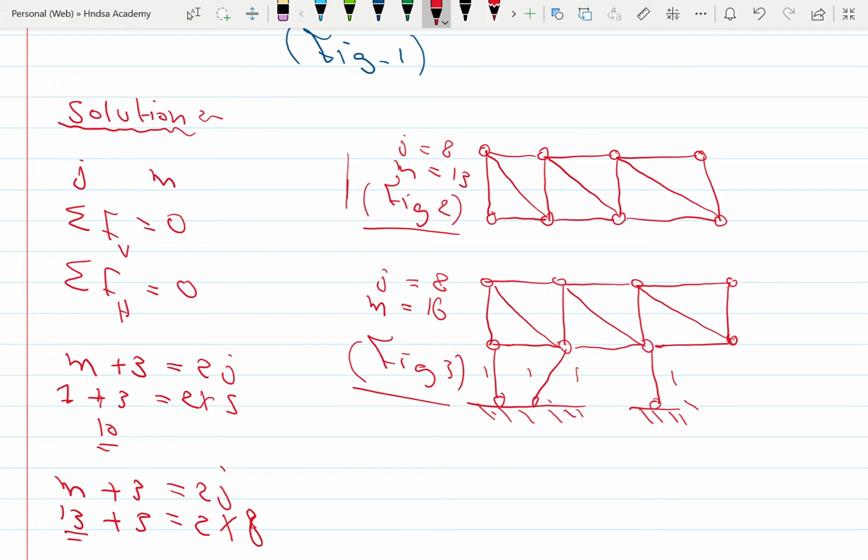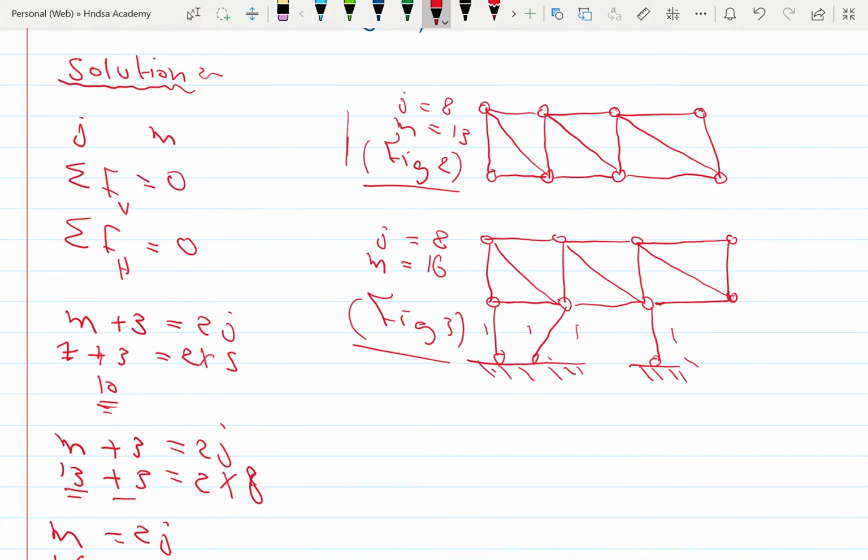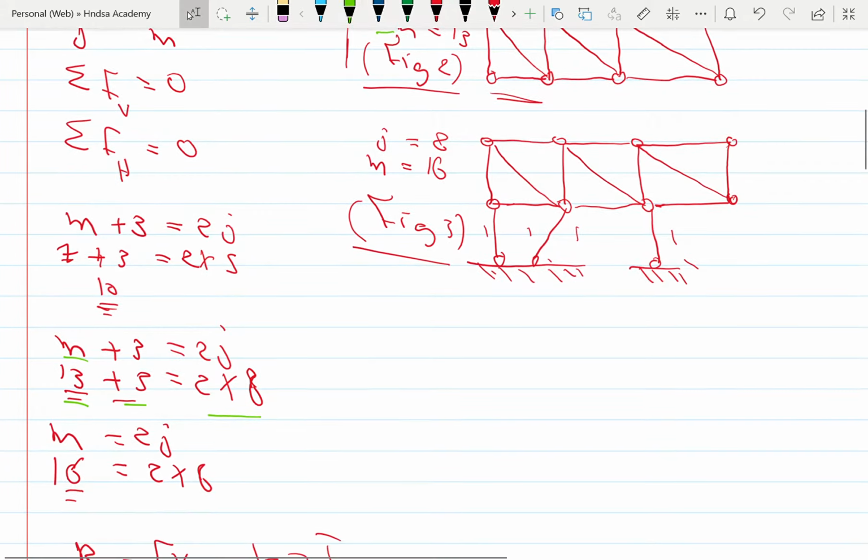In our case we have 7 members plus 3, that's 10, and 2 times 5, that is 10. So that satisfies what we just said. You can use the same formula for a truss that is not yet on a foundation, like this one in figure 2. We have here 8 joints and 13 members. So 13 plus 3 is 16, that's equal to 2 times 8. So it satisfies what we just said.